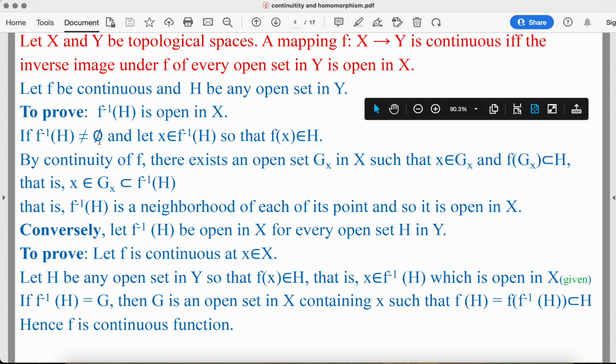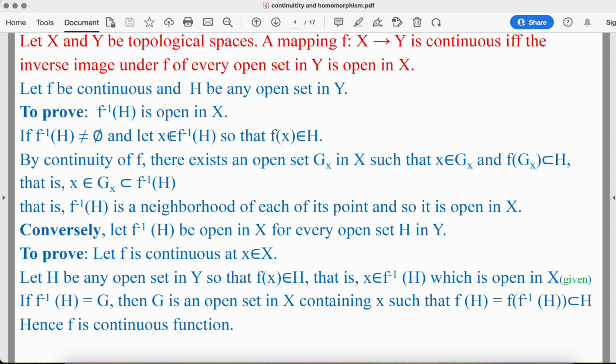If f inverse of H is non-empty, then suppose x belongs to f inverse of H. It means f(x) belongs to H. Now by the definition of continuity, there exists an open set Gx in X such that x belongs to Gx and f(Gx) is a subset of H. It means x belongs to Gx, which is a subset of f inverse of H, because f(Gx) is a subset of H, meaning Gx is a subset of f inverse of H. So f inverse of H is a neighborhood of each of its points. It means it is open in X.